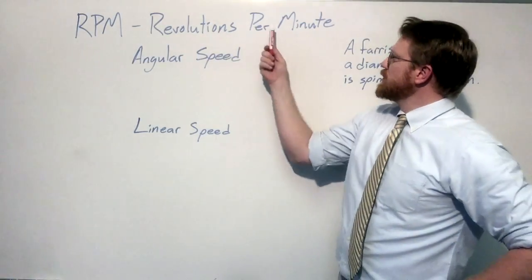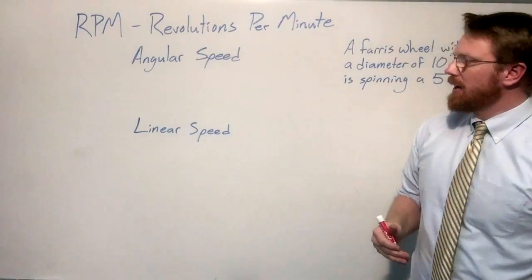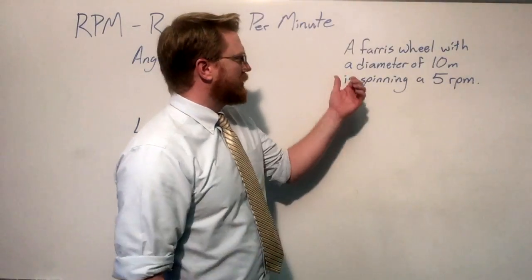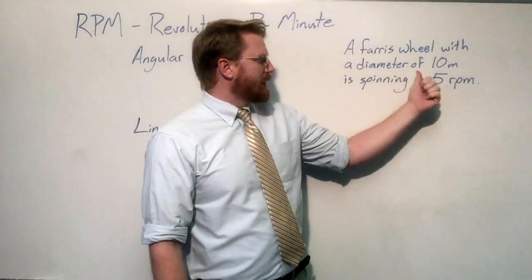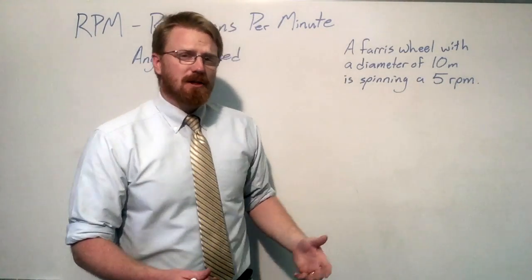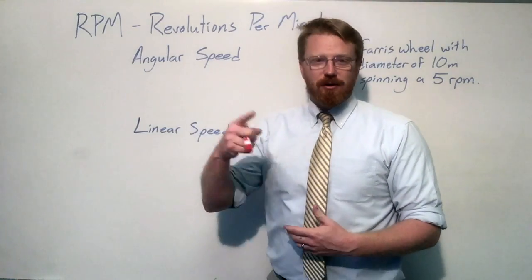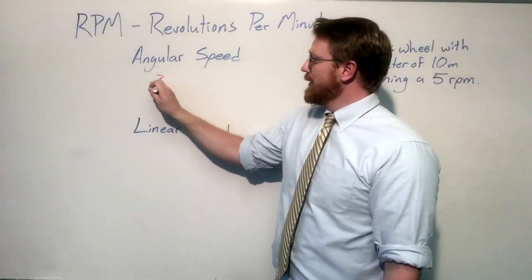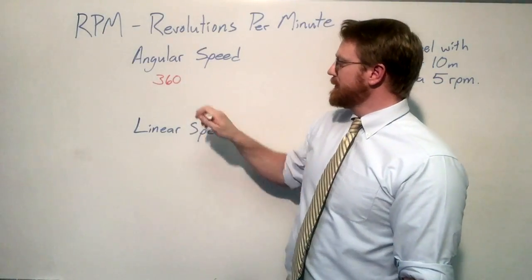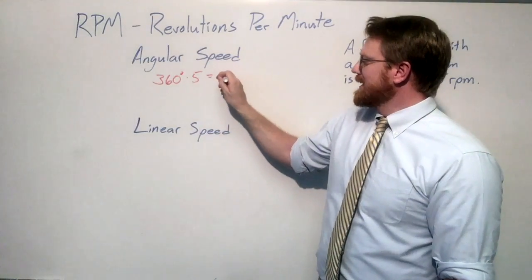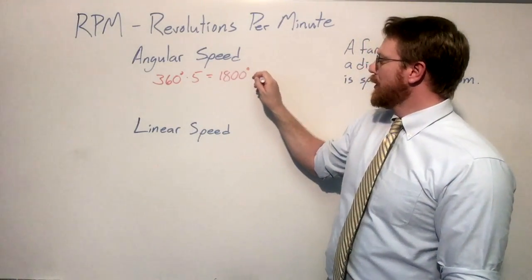We're talking about revolutions per minute, or RPMs. They could be asking about the angular speed or linear speed. So an example of that would be a Ferris wheel with a diameter of 10 meters spinning at 5 revolutions per minute. So the angular speed is just simply saying how many degrees have you gone through every minute, how many radians have you gone through every minute. So I take a full revolution of degrees, 360, times how many times it's going to happen, 5, and I get a 1800 degree per minute speed.